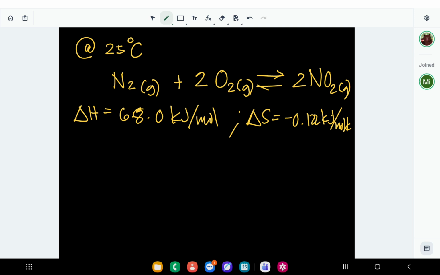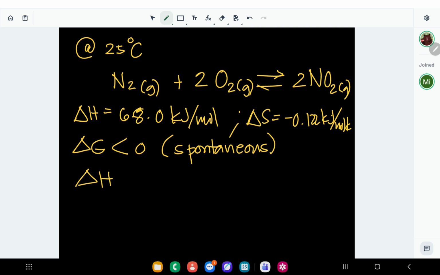So to determine whether a reaction is spontaneous, we should always look at the sign of Gibbs free energy, delta G. A reaction is spontaneous if delta G is less than 0. So let's solve for delta G. What's the formula for delta G in terms of enthalpy and entropy?